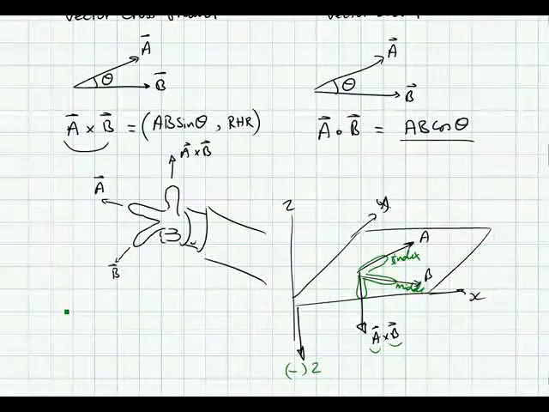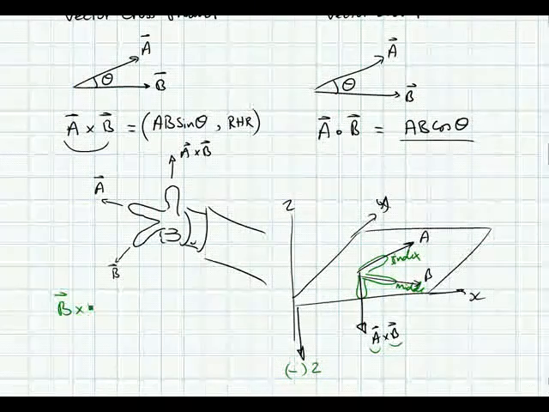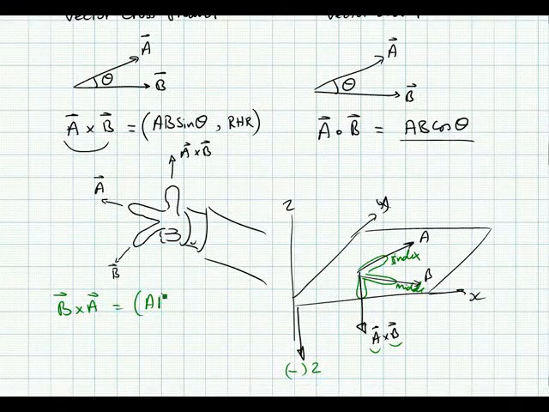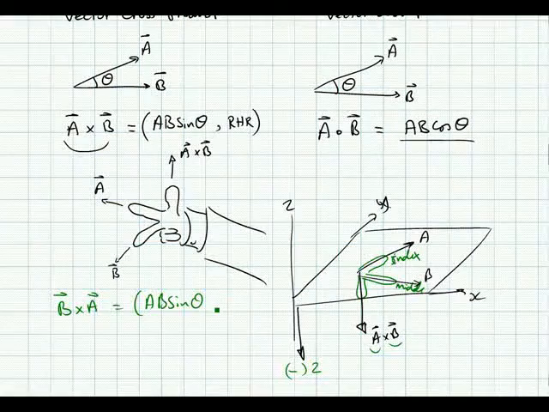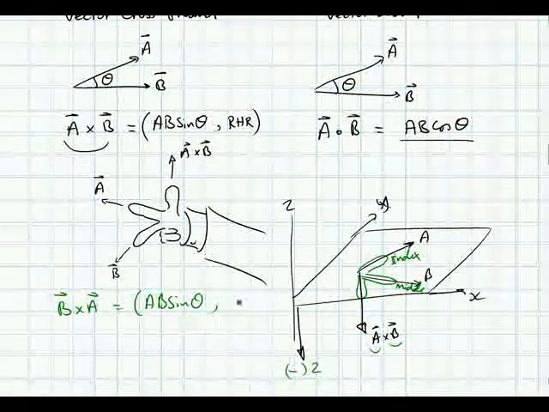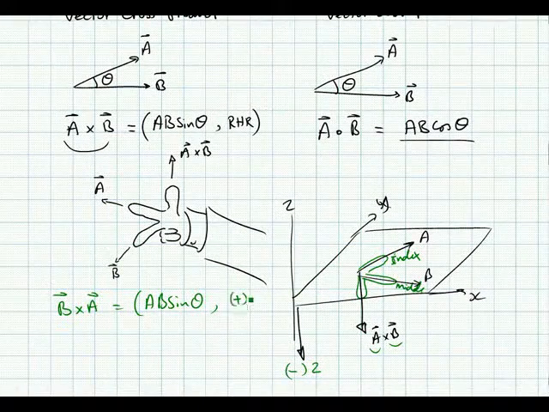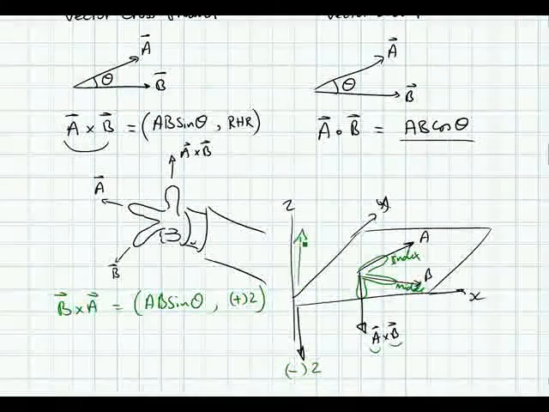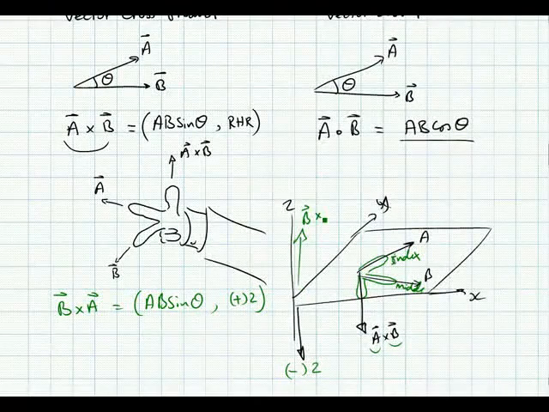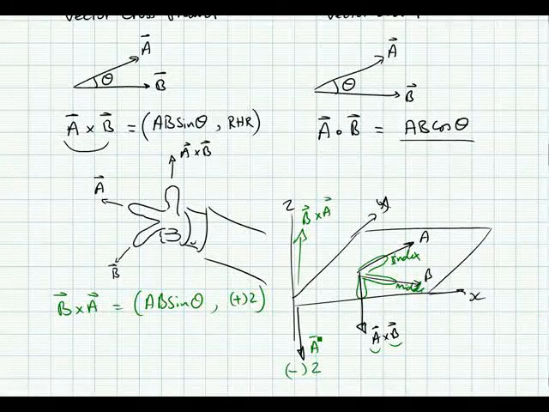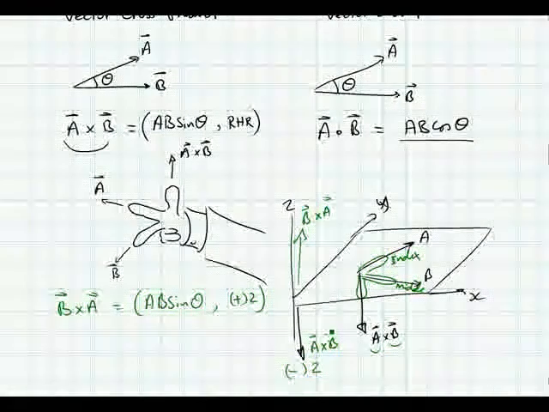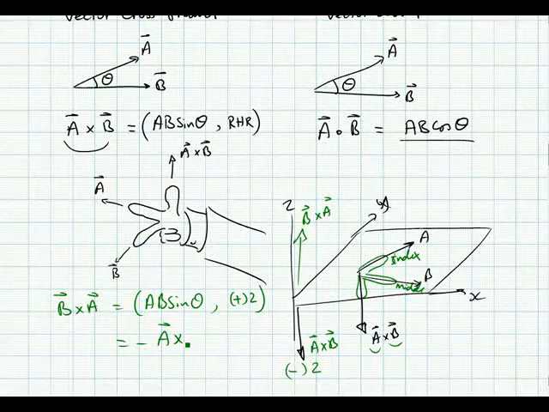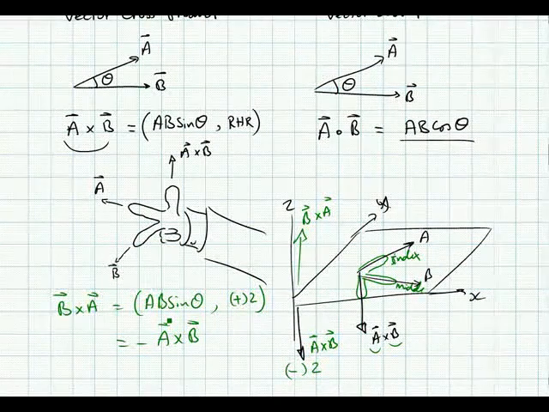Now, if you consider B cross A, then the magnitude will still remain the same, AB sine theta, but its direction in this case would be in the positive z direction. So it will be this way. So this is B cross A as we've drawn, and this is A cross B. It's important to note that B cross A is equal to negative A cross B. It's important which vector you take first.